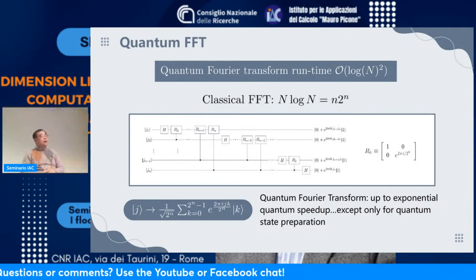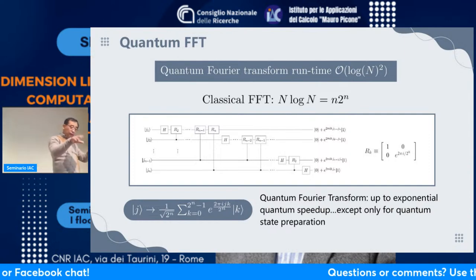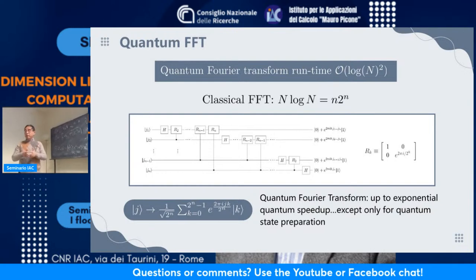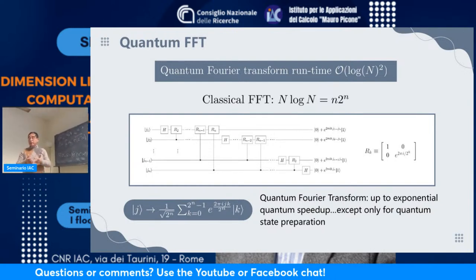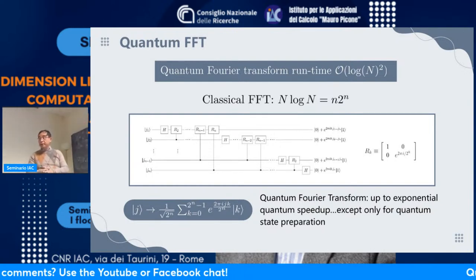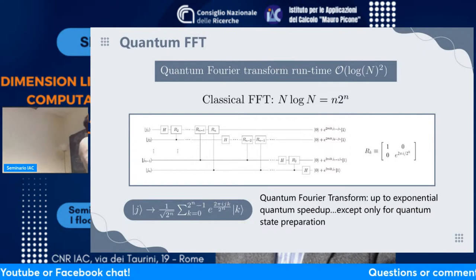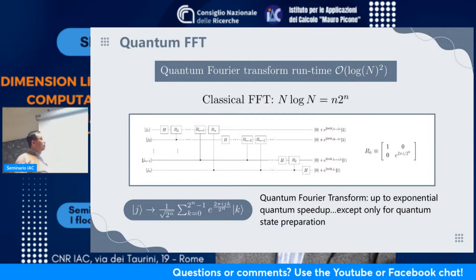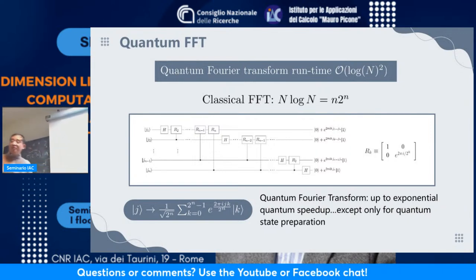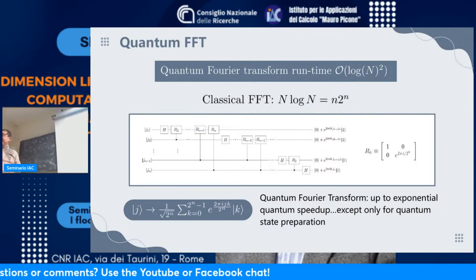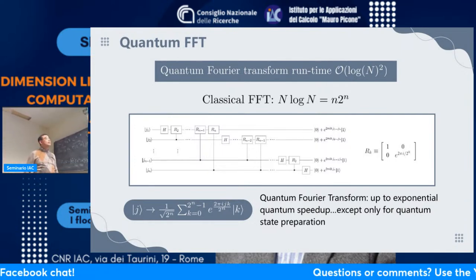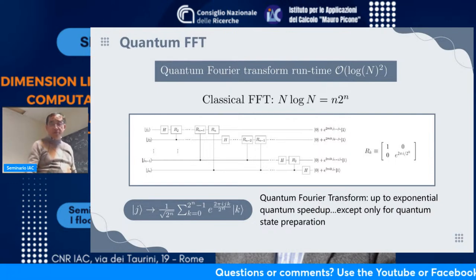One of the important algorithms is the so-called fast Fourier transform. We know that the Fourier transform, if you have n nodes, is n squared complexity, but if you use the fast Fourier transform, it becomes n log n, right? But if you use the quantum circuit for the quantum Fourier transform, then the complexity is basically log n squared. So you see that there's exponential speedup. You just take a log of the classical cost. That's why they can be very, very powerful.